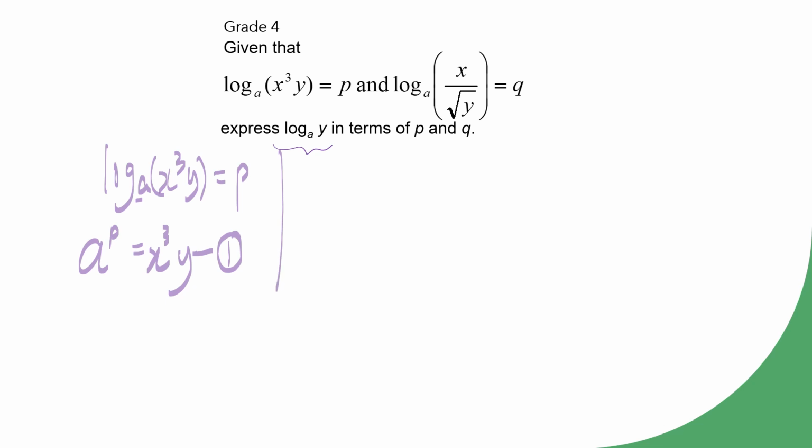Okay, and then also from this, start off with the base. The base is also a. So a to the power of q equals x over square root y. Kind of confusing, but never mind, don't worry.